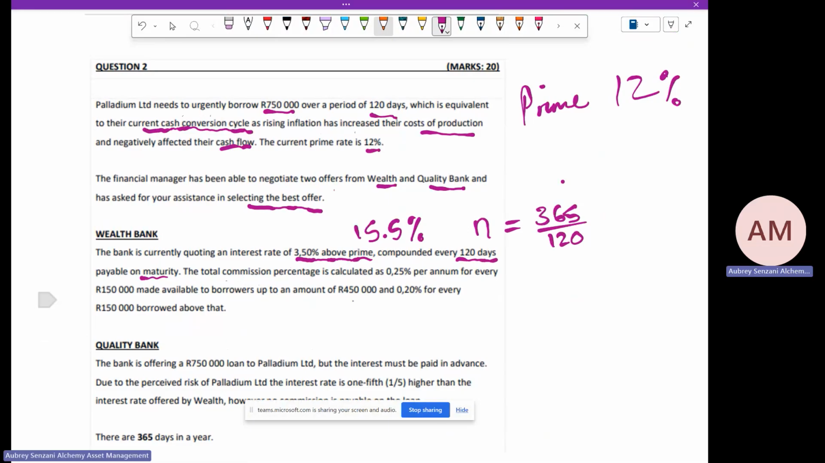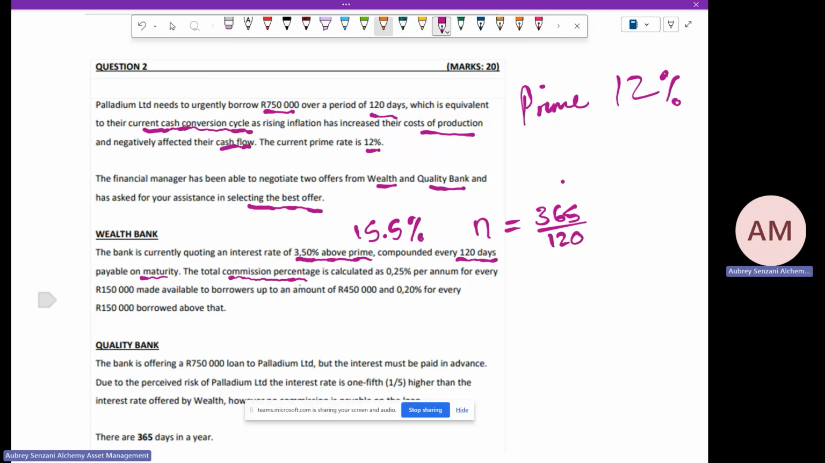15.5, yes, would be it if you're going to use your financial calculator. So then here they say total commission percentage is calculated. Actually, we're not running for the whole year, right? So just be mindful of that as well, okay? You're not running for the whole year.